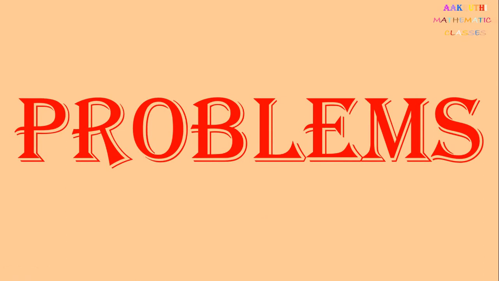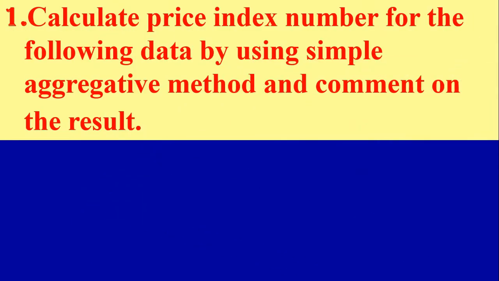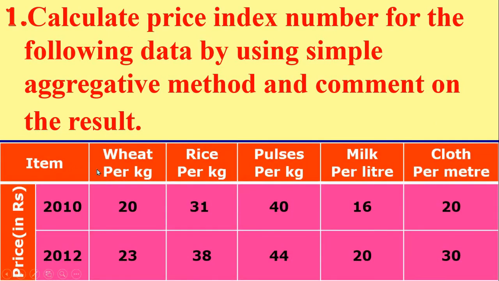Next we discuss some problems. First one: calculate the price index number for the following data by using the simple aggregative method and comment on the result. The items are wheat, rice, pulses, milk, cloth. Prices are given for 2010 and 2012. In 2010, wheat price is 20, rice is 31, pulses is 40, milk per liter is 16, cloth per meter is 20. In 2012, wheat price is 23 per kg, rice is 38, pulses is 44, milk is 20 rupees per liter and cloth is 30 rupees per meter. You have to calculate the simple aggregative index number.